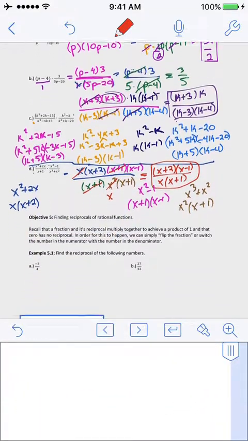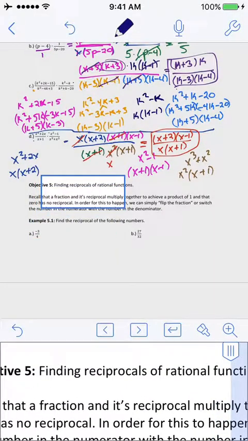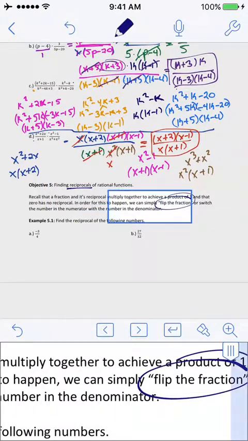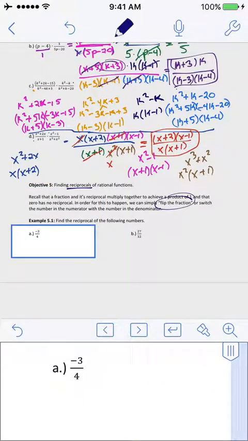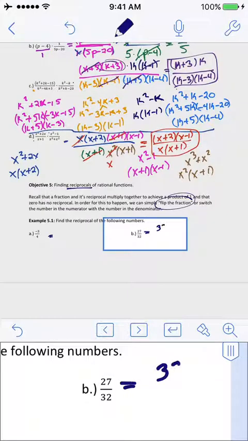Let's try dividing now. Before we hit dividing, though, let's talk about a reciprocal. Reciprocals are the same for fractions and rational functions, okay? Reciprocals just mean flip the fraction. Basically, you switch the place of the numerator and the denominator. So if you had a fraction of negative 3/4, then the reciprocal, well, we'll come back to that one in a sec. Let's do 27 over 32. The reciprocal would be 32 over 27, right? So you just flip it over.